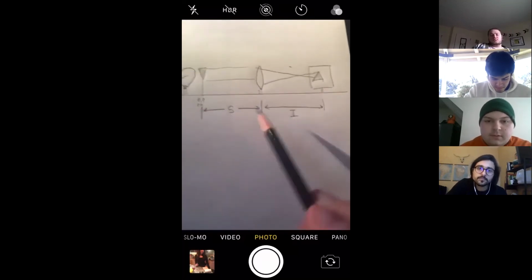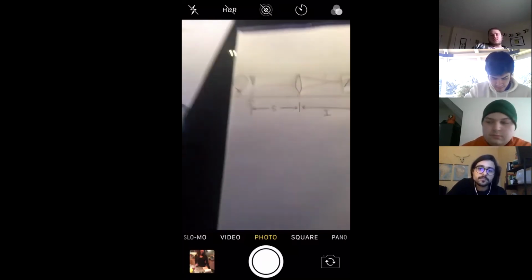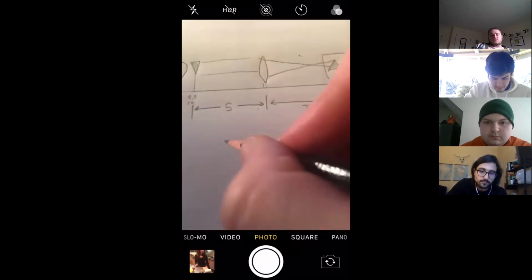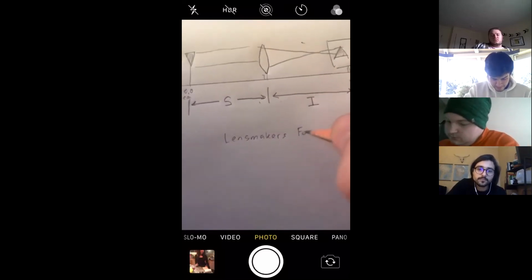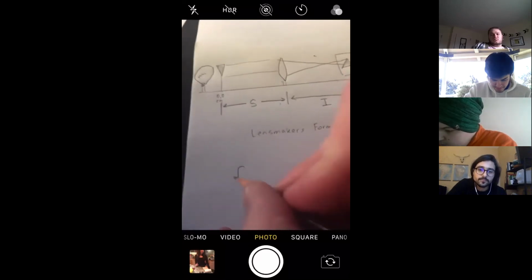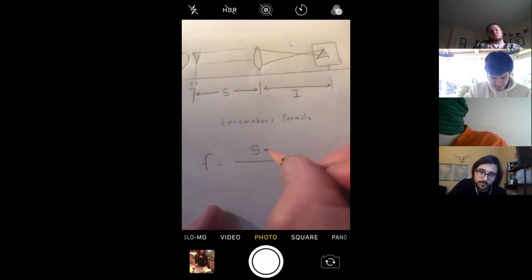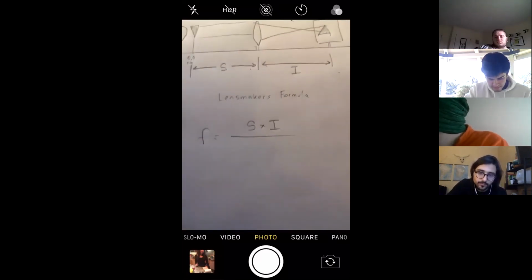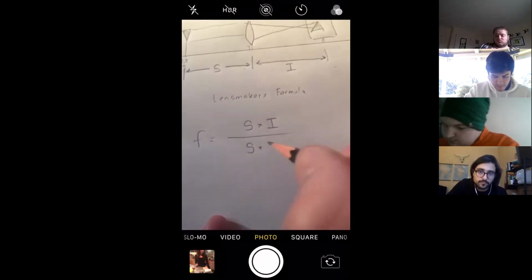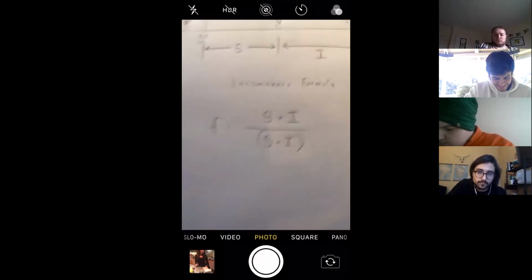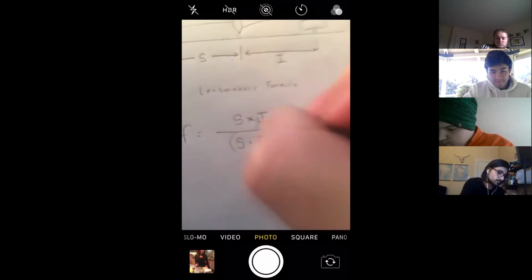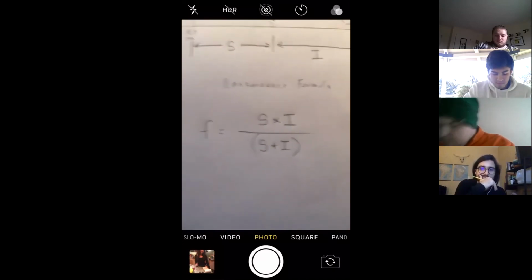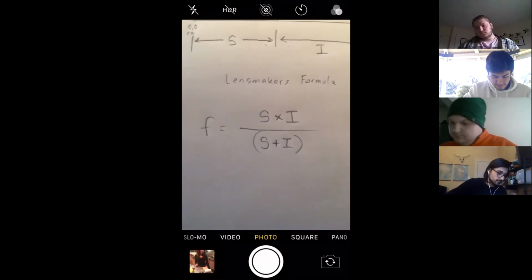Our goal is to measure S and to measure I, and then to calculate the focal length using the classic lens maker's formula, which tells us that the focal length of our lens is S times I, source times the image distance, divided by S plus I, source plus the image distance. Okay? So that's our goal. So that's a times up here, and that's a plus. Can you guys write that formula down for me, the lens maker's formula?